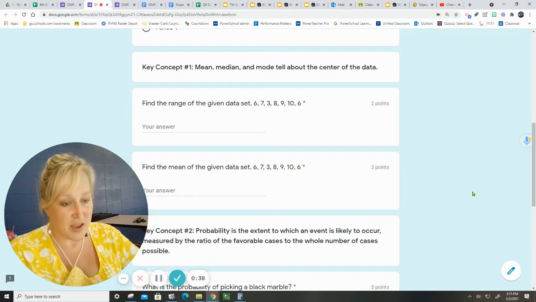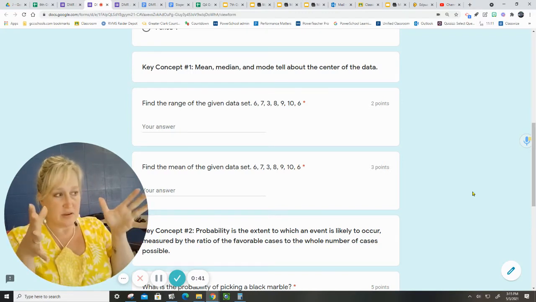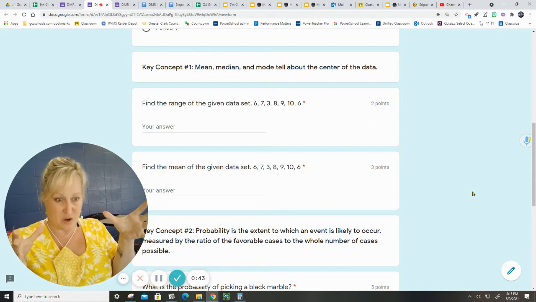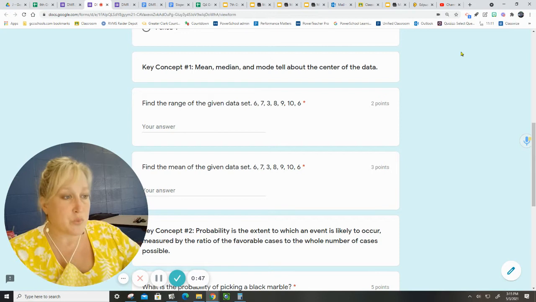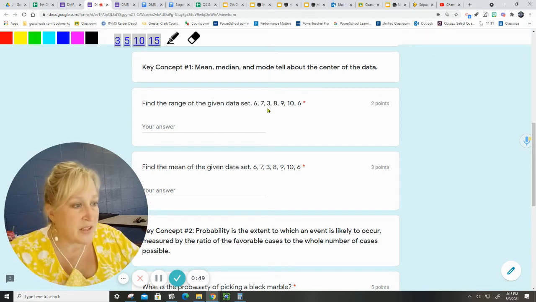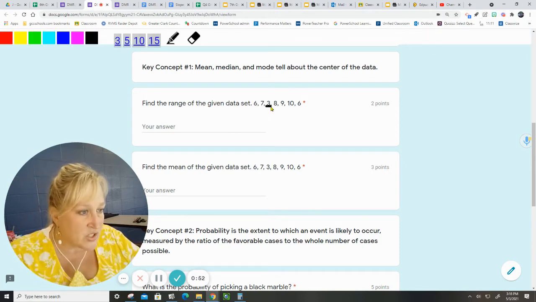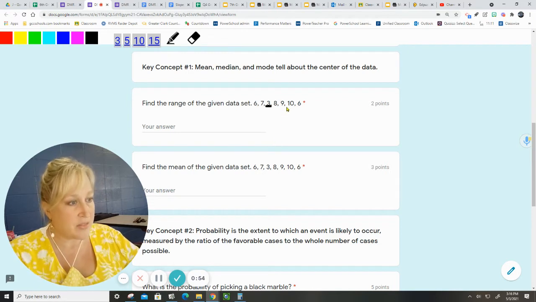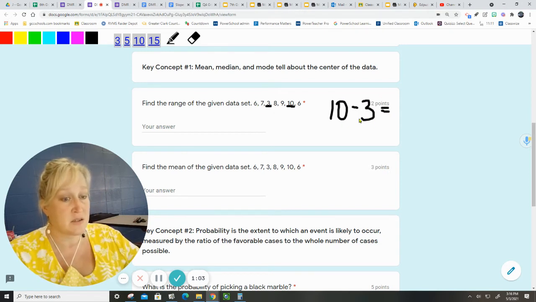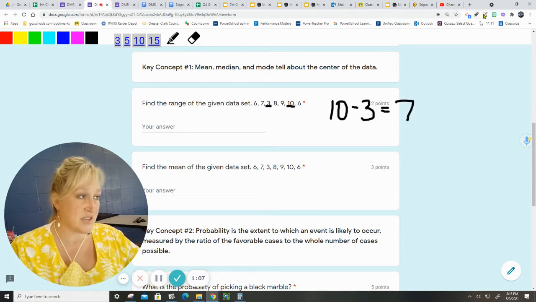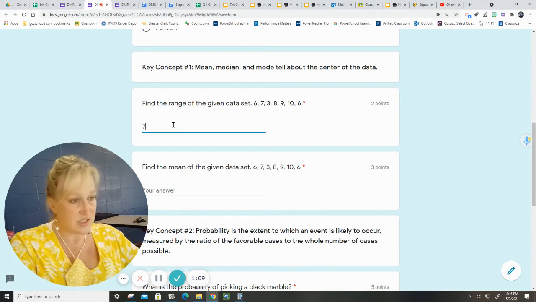Because the range kind of helps you figure out the span that all the data falls and fits in between. So the range is determined by finding the smallest number, which in this case is a 3, and the largest number, and you're going to subtract them. And what that tells us is that all of the data fits, they're within 7 of each other. So the answer to this, the range, is 7.